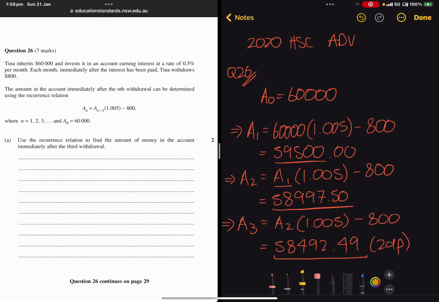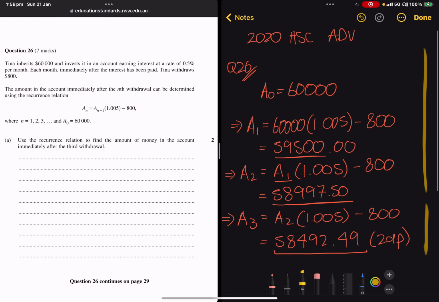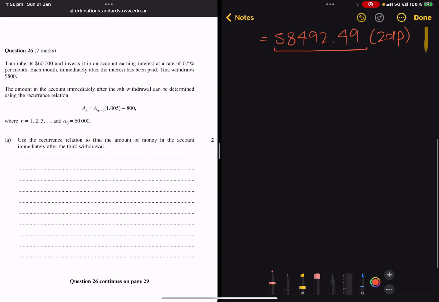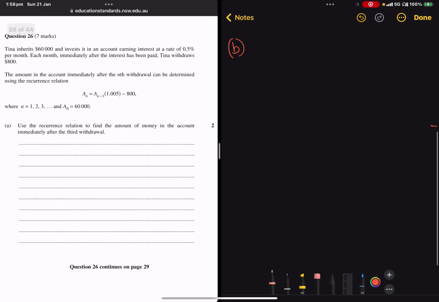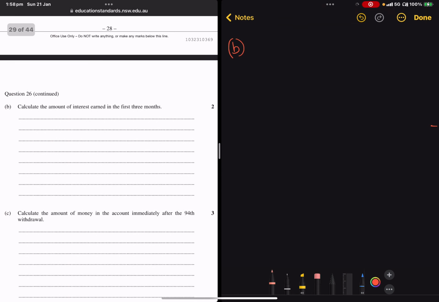One mark is given for working, and 1 mark for the final answer. So this is all part A. In part B, this question continues. It has 2 more parts.